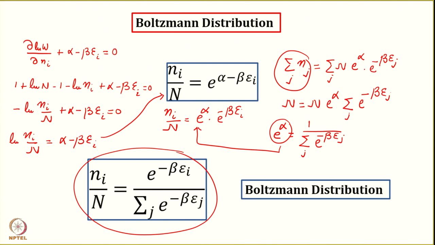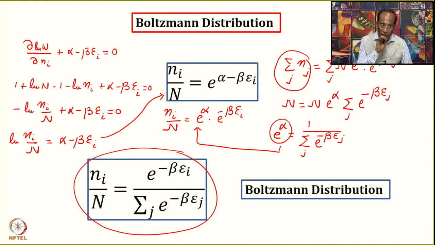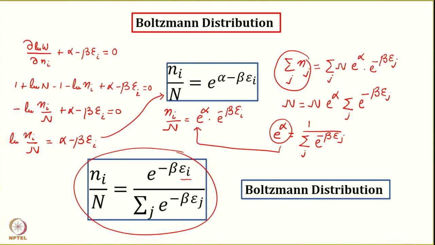Ni is the number of molecules or number of particles in the ith state, and n is the total number of particles. Therefore, ni upon n is the population of the ith state, which can be calculated from the knowledge of energy levels or energy states and this summation. It's a very important result, which is called the Boltzmann distribution, and this will form the basis for our future discussion when I introduce the concept of partition function. It is the partition function which is going to be connected with all the thermodynamic quantities, and that will be the focus of discussion in the next lecture.